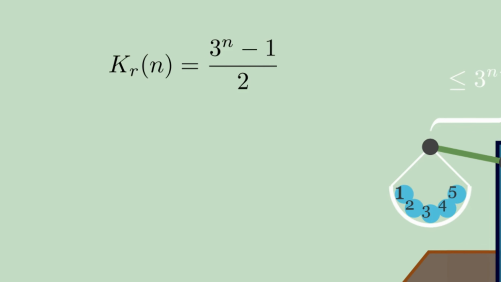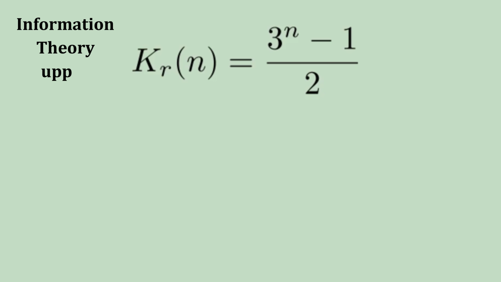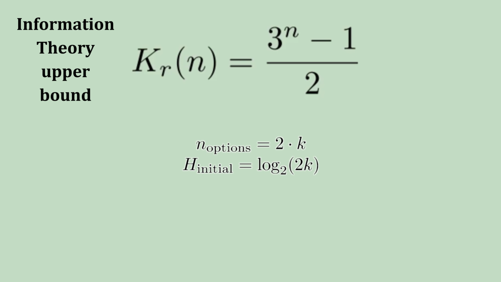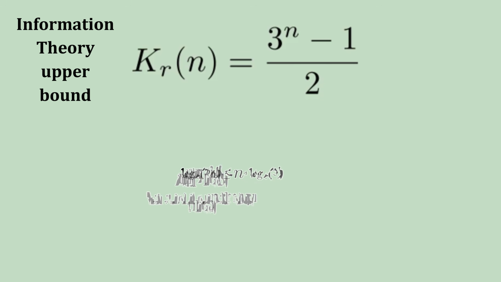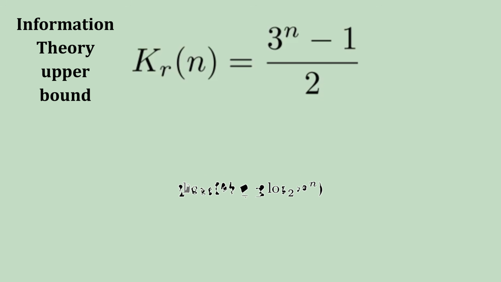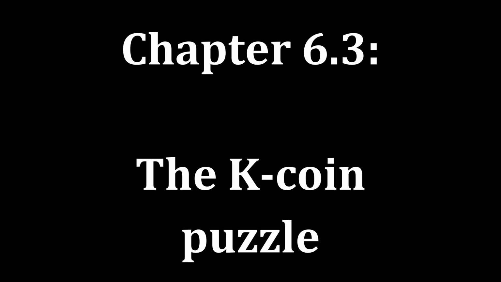By the way, according to information theory, this is the upper bound for determining an odd coin, because this time each coin has two options, so k coins have an initial entropy of log 2k. We could uncover at most n times log 3 bits, so rearranging, we get the number of coins is smaller or equal to 3 to the n over 2, and the highest integer that obeys this inequality is 3 to the n minus 1 all over 2.